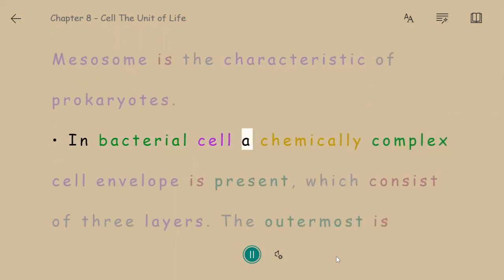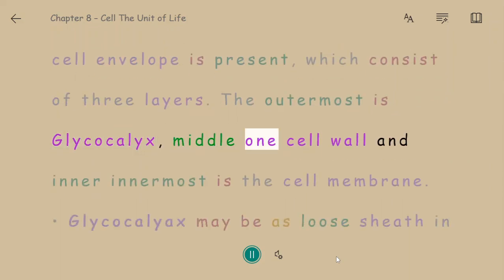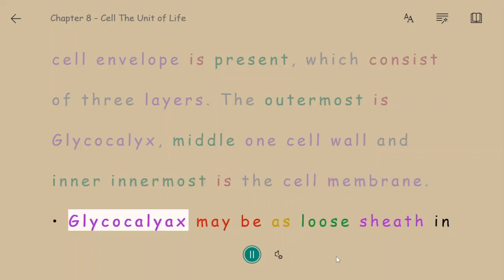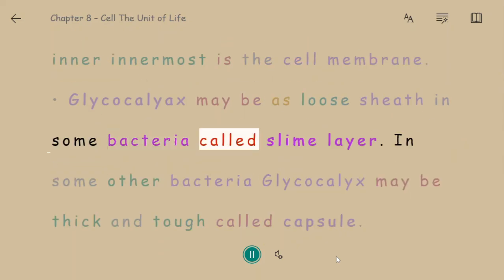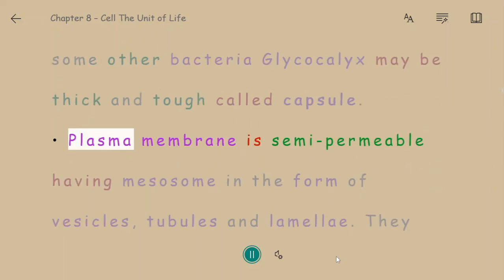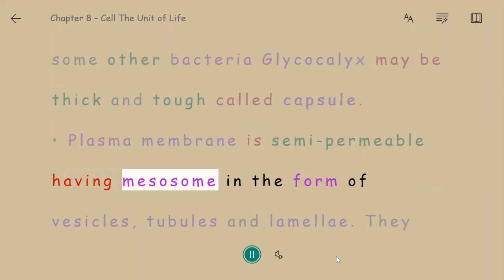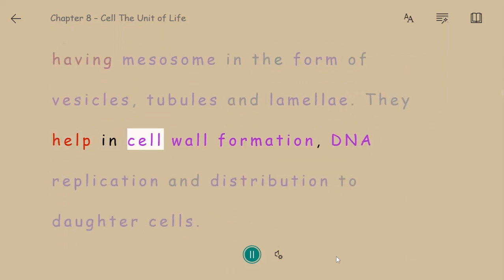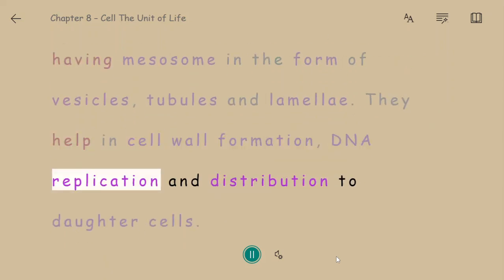In bacterial cell, a chemically complex cell envelope is present, which consists of 3 layers. The outermost is glycocalyx, the middle one is cell wall, and the innermost is the cell membrane. Glycocalyx may be a loose sheath in some bacteria called slime layer. In some other bacteria, glycocalyx may be thick and tough called capsule. Plasma membrane is semi-permeable, having mesosome in the form of vesicles, tubules, and lamellae. They help in cell wall formation, DNA replication, and distribution to daughter cells.